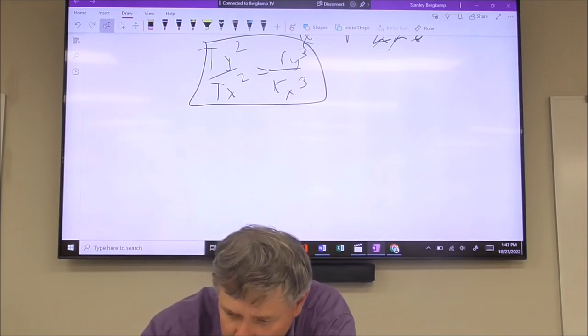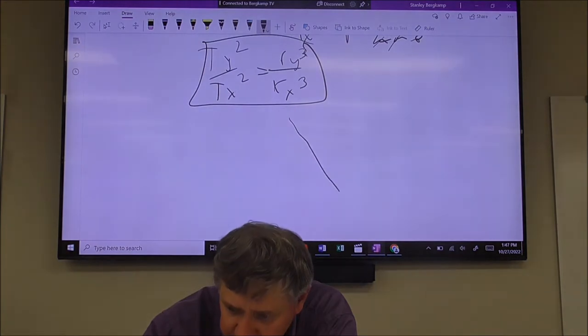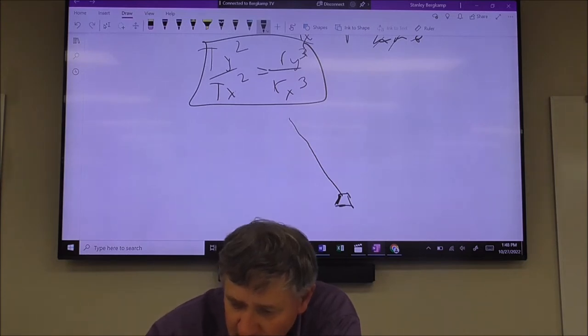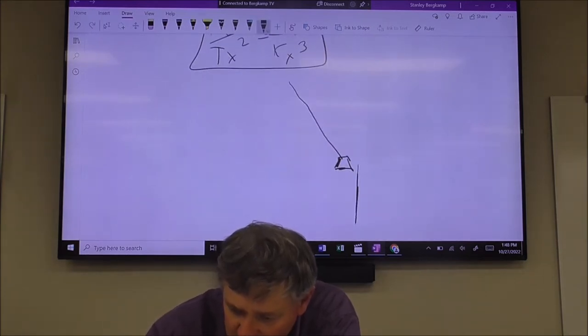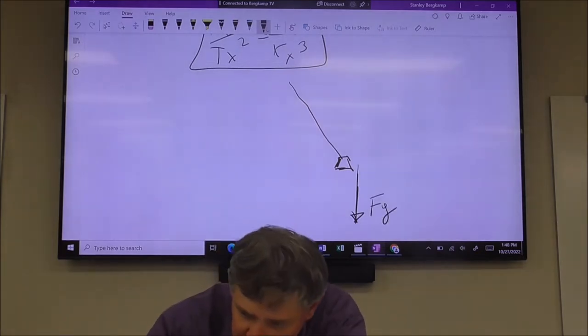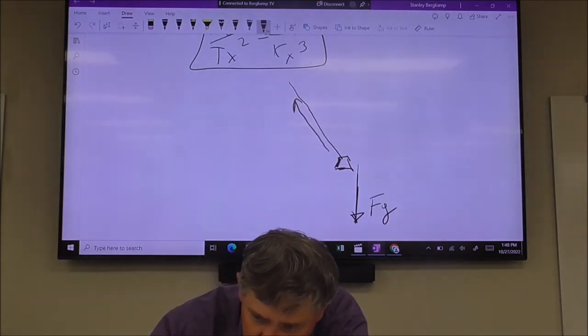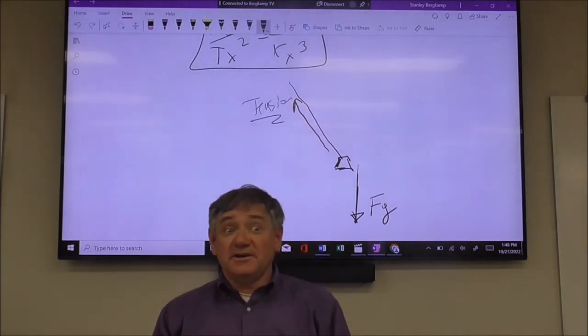Wait, is tension different from centripetal? We'll get there, just chill out. That's what causes it, though. We'll get there, centripetal force. So you have the gravitational force acting down, and you have the tension from the string. You've got to use sine and cosine, stuff like that.